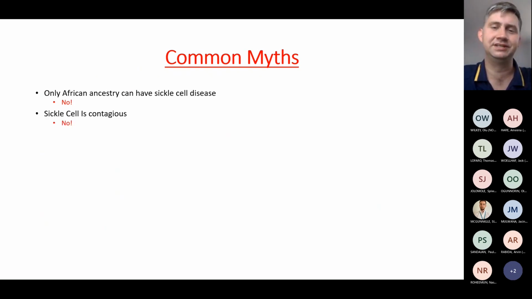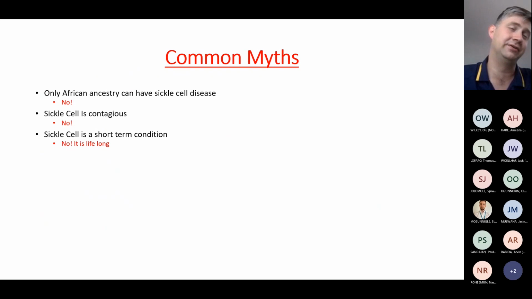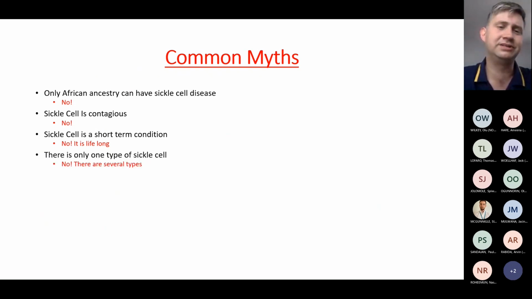Sickle cell is contagious? No, of course it isn't. It's genetic. Sickle cell is a short-term condition? No, it's lifelong. These are the questions our patients get asked out and about because there's so little knowledge about sickle cell out there. They might have their VOCs if they're prone to them and have the pain, and that might make people think, okay, it's a temporary thing, it just comes up every now and again. No, it's lifelong. There's only one type of sickle cell? No, as we know, there are several types.